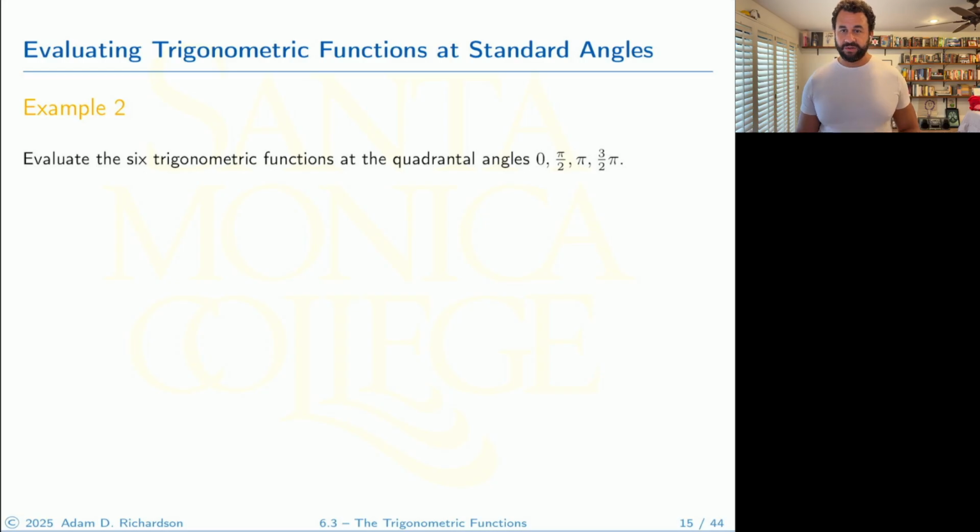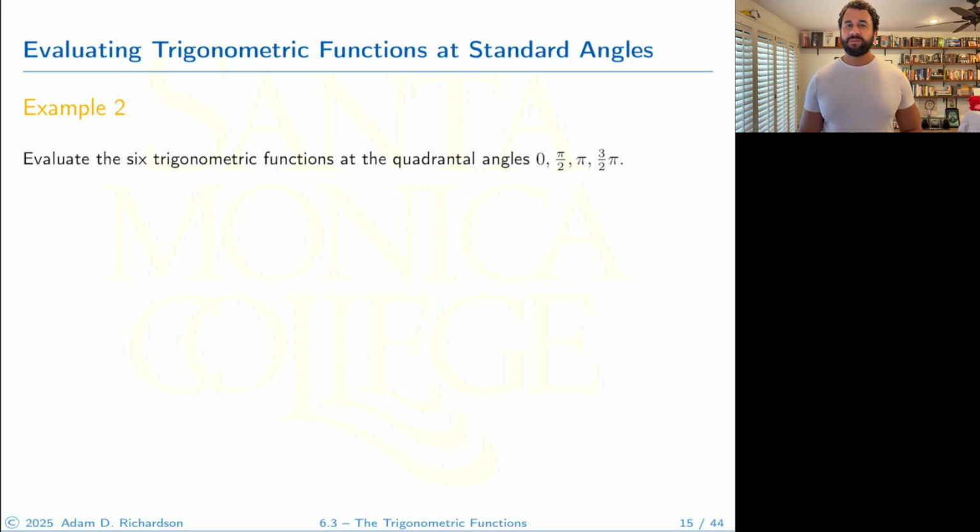Okay. Next example. We're going to do a lot of examples in this section. Okay. So try this one. Try to evaluate the six trigonometric functions at these quadrantal angles: 0, pi over 2, pi, and 3 pi over 2, or 3 halves pi.